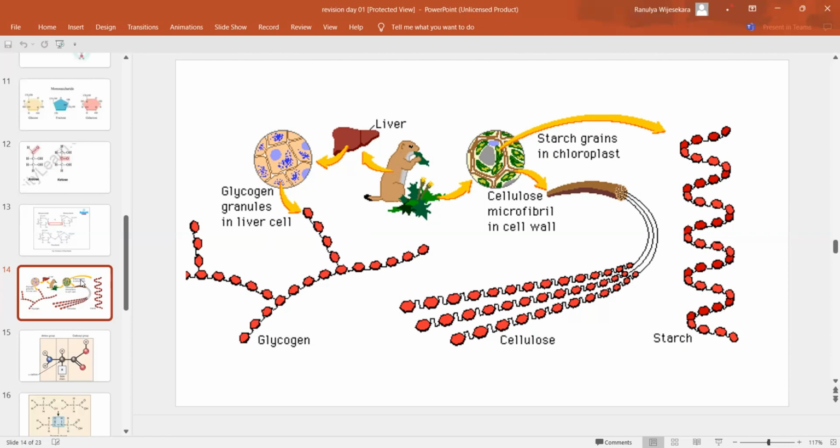Now look here at glycogen. Look at the diagram. Glycogen. You can see it is a branched one. It has branched out. So this is a branched polysaccharide. But the cellulose, it is a linear polysaccharide, not branched. Right? When we come to starch, there is a speciality.